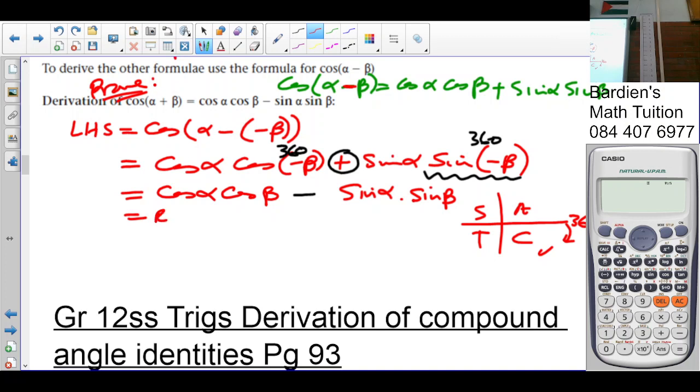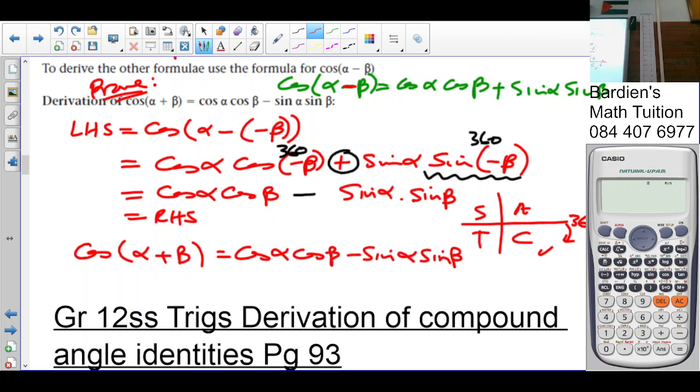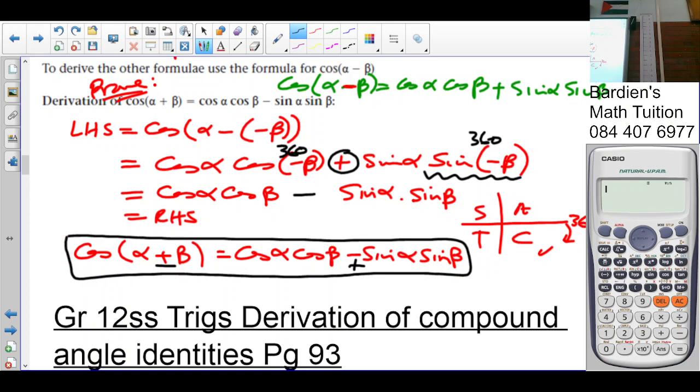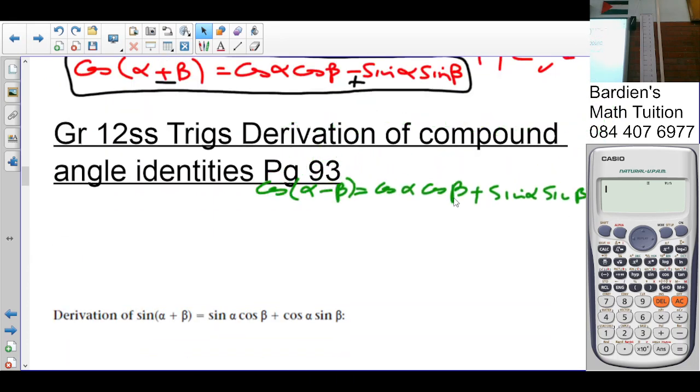And this is equal to the right hand side. So now this becomes another identity. So remember, we've got cos of alpha plus beta. It's going to become cos of alpha, cos of beta, minus sine alpha, sine beta. Okay? And the original one was cos of alpha minus beta is equal to cos of alpha, cos of beta, plus sine alpha, sine beta. So there are two identities now that get added to your identity list. Okay? So let's carry on. We need this here for the next one as well.